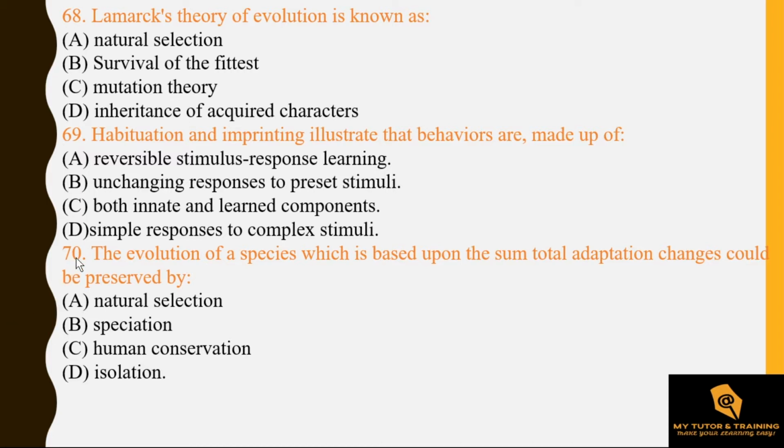Good, question number 70. The evolution of a species which is based upon the sum total adaptation change could be preserved by A. natural selection, B. speciation, C. human conservation, D. isolation. So the correct answer is A. Natural selection, according to Darwin theory.